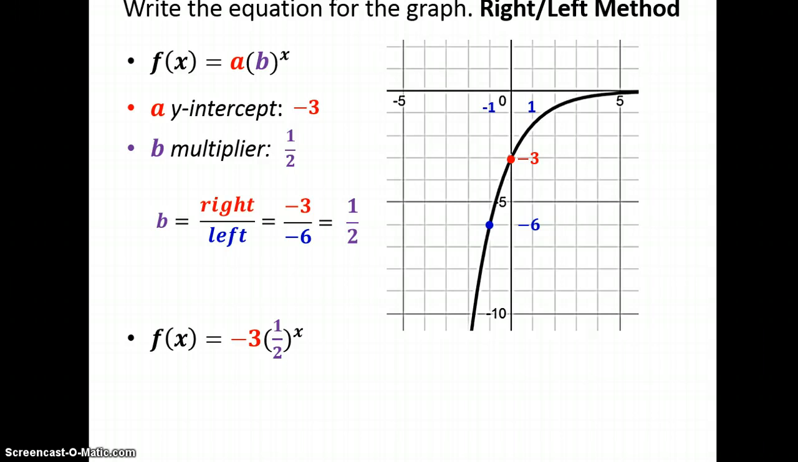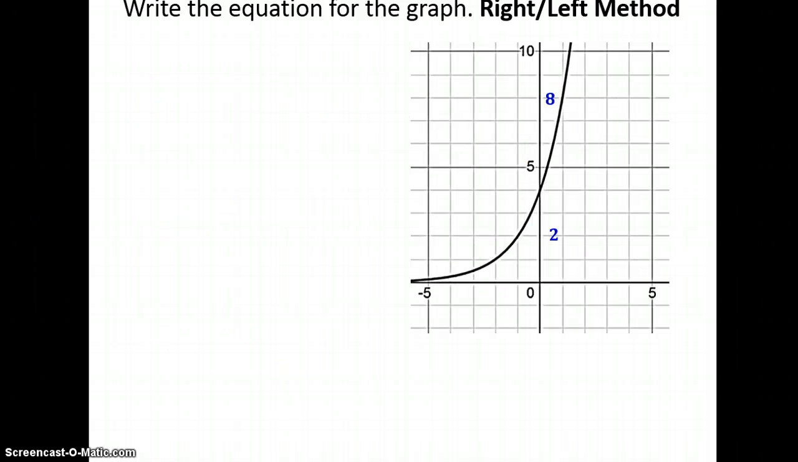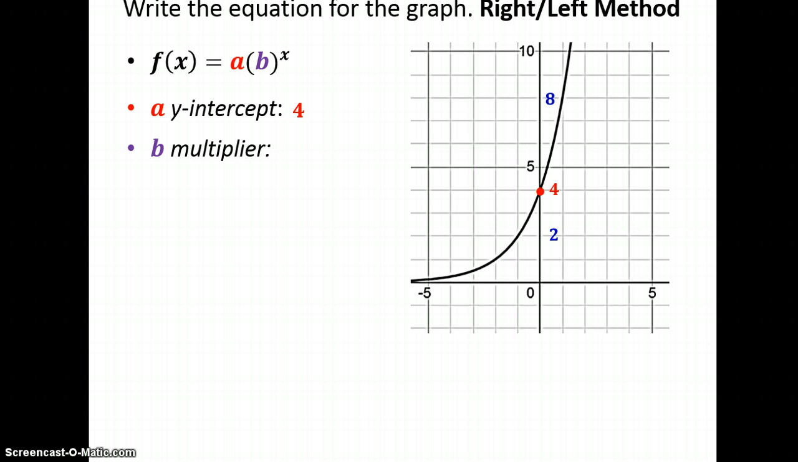Let's use the right-left method in one more example. So to write the formula, we need to find a and b to plug into that equation above. We know that a is our y-intercept, and in this graph, that's at 4. So a is 4. To find b, our multiplier, again, we need to find a point that's either 1 unit to the left or right of the origin.